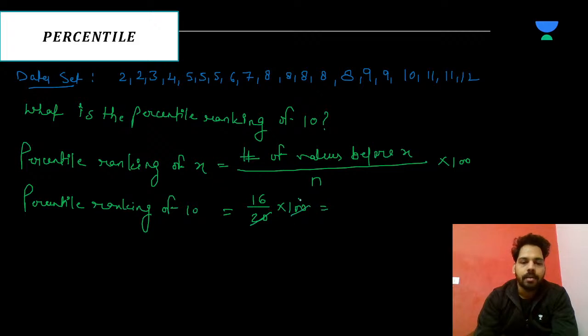That means it will come like 16 by 20. Sir, it should be 5. So it will be like 80%. Understand? That means 80 percentile.